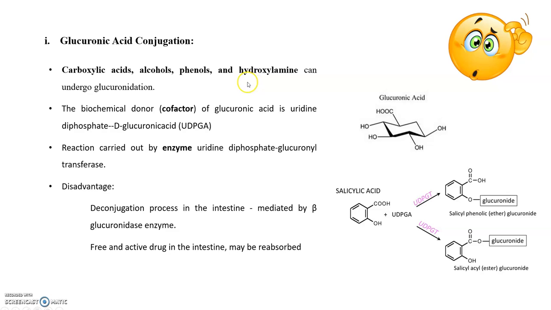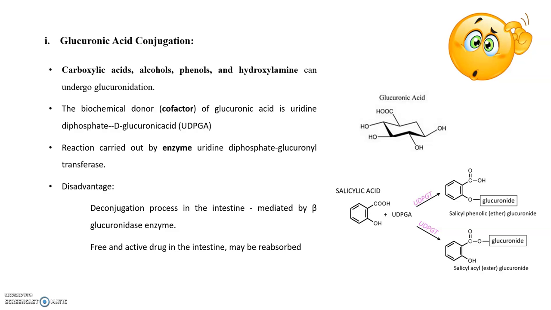Here, if you see the disadvantage, in our intestine the beta glucuronidase enzyme is present, and this particular enzyme cleaves these glucuronides and converts them again to the active form, so it will be reabsorbed again. Once it is converted to glucuronide, in our intestine it is again converted to active form and reabsorbed. So it is not eliminated continuously. Complete elimination is a tedious one in this method.